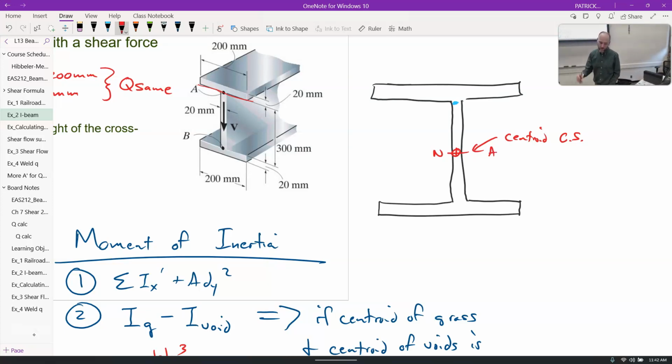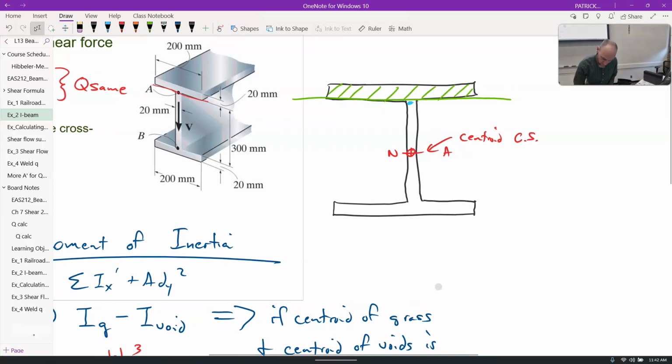My approach for calculating Q is to draw a horizontal line at the point we're evaluating for shear stress. Then you either calculate Q top or Q bottom. In this case, Q top is a little bit easier because it's a little rectangle. You could calculate either and you'll get the same answer. So A of the top is equal to 200 millimeters times 20 millimeters, which is 4,000 square millimeters.